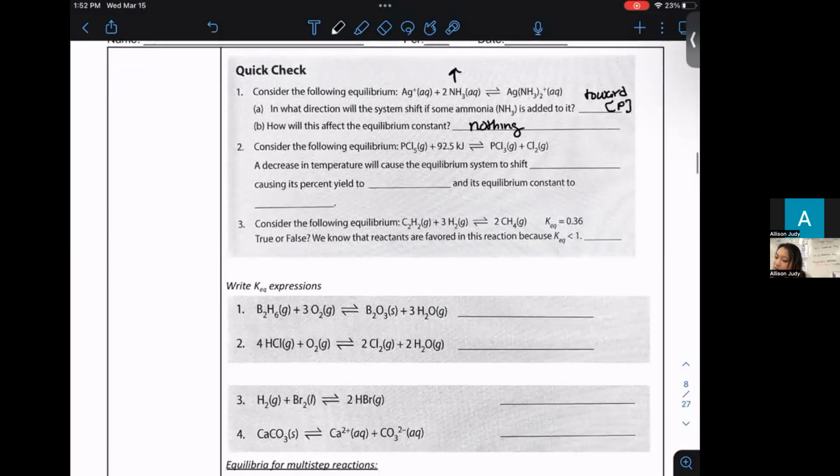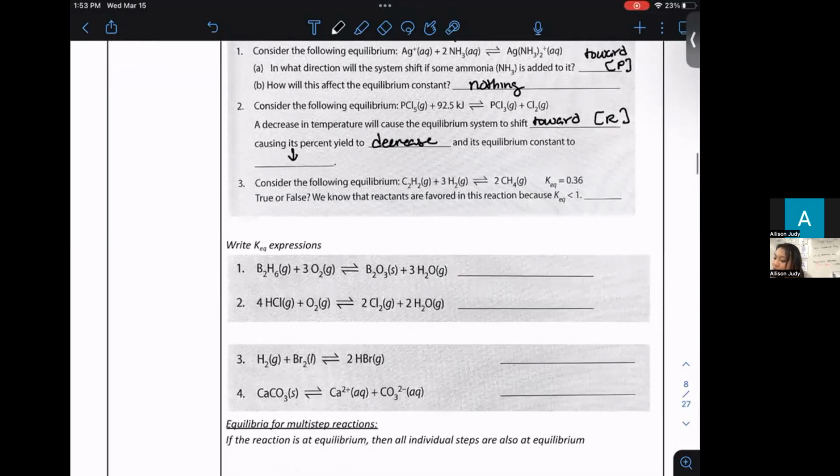Consider the following equilibrium. As temperature is decreased, we will shift toward what? Toward reactant. Excellent. So causing its percent yield to decrease, and its equilibrium constant to decrease because temperature does affect KEQ. It actually does change the ratio.